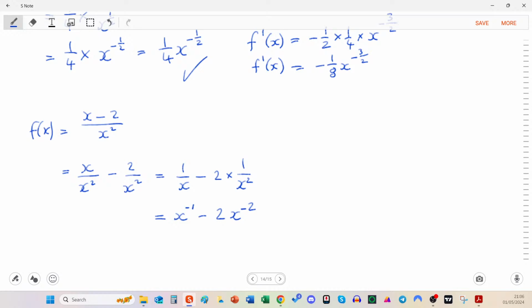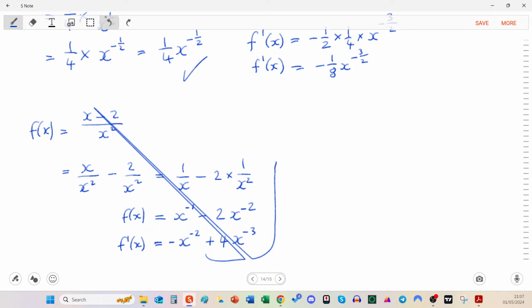Now we've got it in this form, we can actually differentiate it. So that was f of x, f dashed of x. We take the minus down the front and we take away another one. Here we're going to take the -2 down the front, so that's going to become +4. And we take away 1 from the index. Now this is not always the best form to leave it in. We're going to turn it back into fraction form. I've actually run out of space, so I'm going to continue up here.